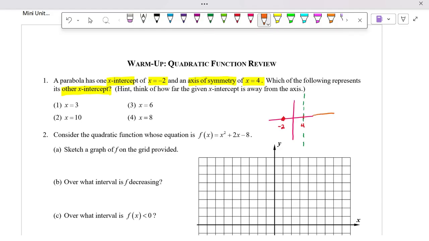Guys, please stop talking, or there will be a seating chart by tomorrow.